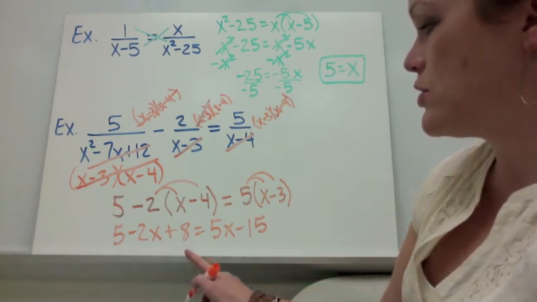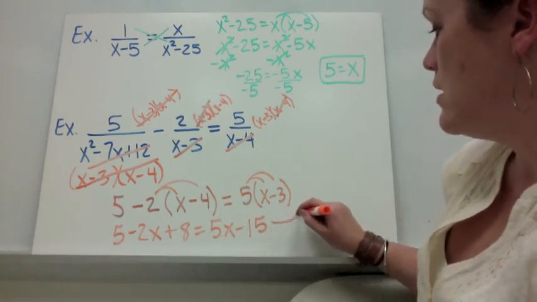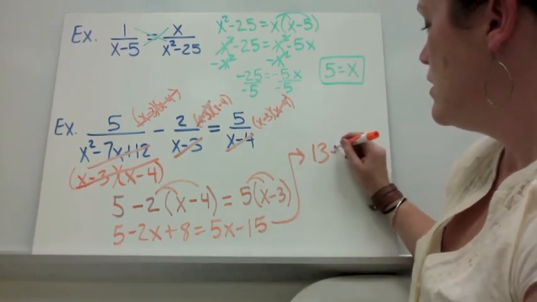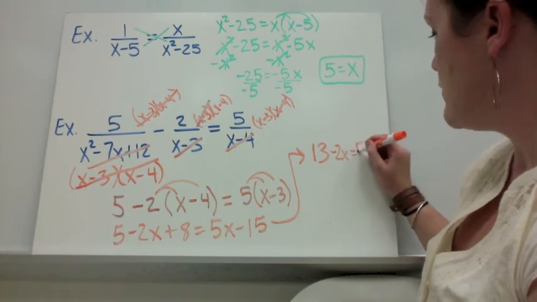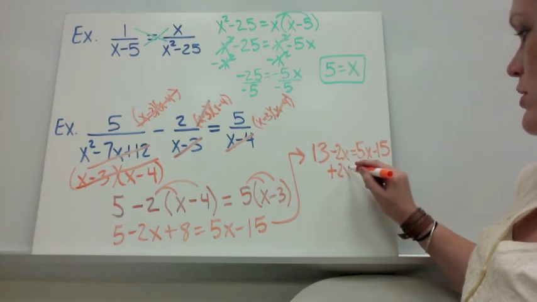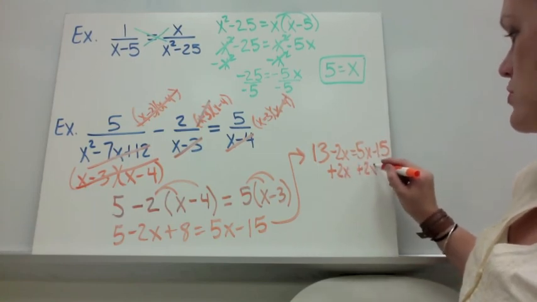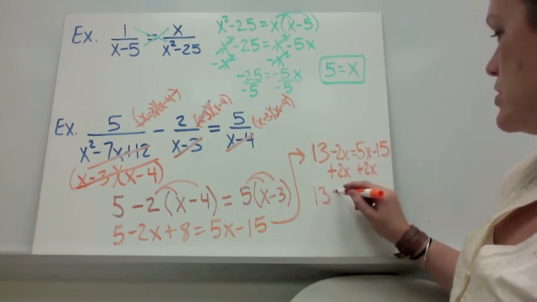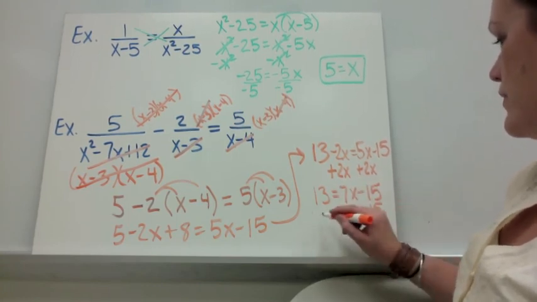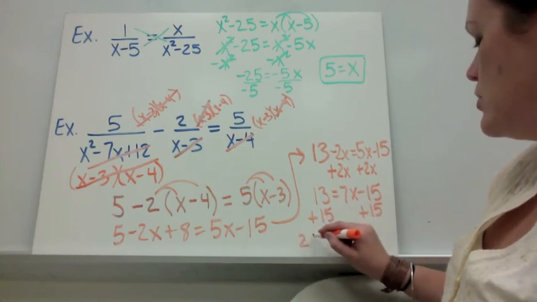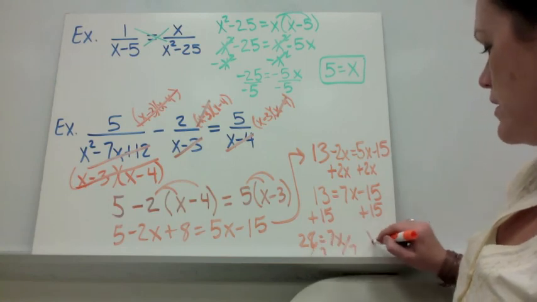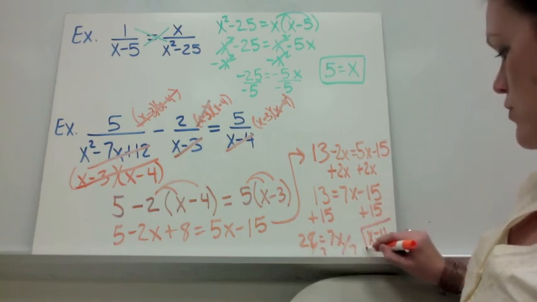Now we need to combine like terms. So 5 plus 8, I'm going to move my work over here. 5 plus 8 will give me 13 minus 2x equals 5x minus 15. So move the term that's the smallest with your variable. So if we add 2x, we end up with 13 equals 7x minus 15. I'm going to add 15. So I get 28 equals 7x. And when I divide both sides by 7, I get x equals 4.